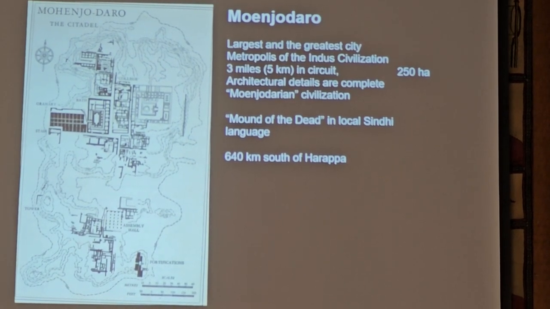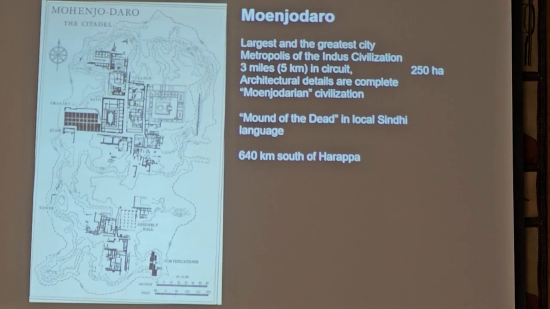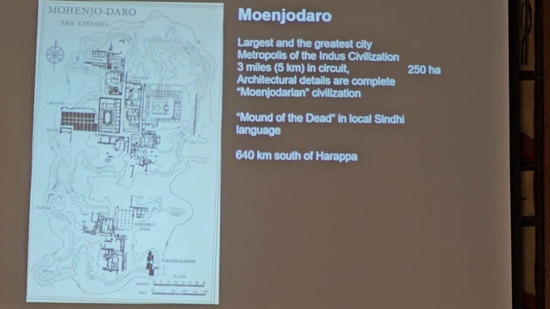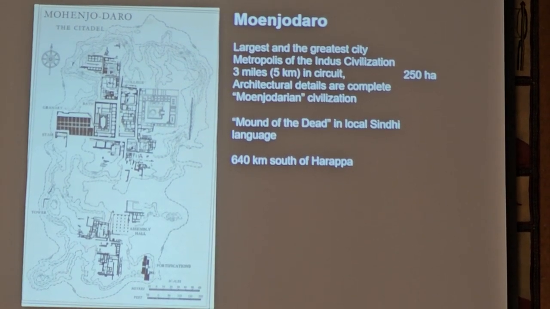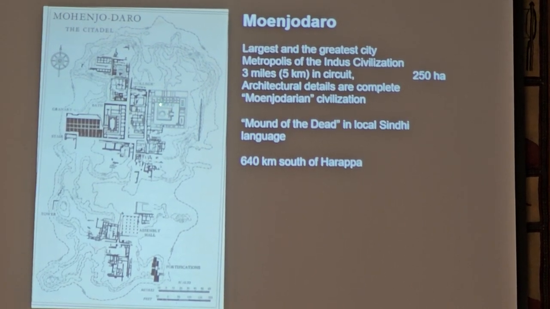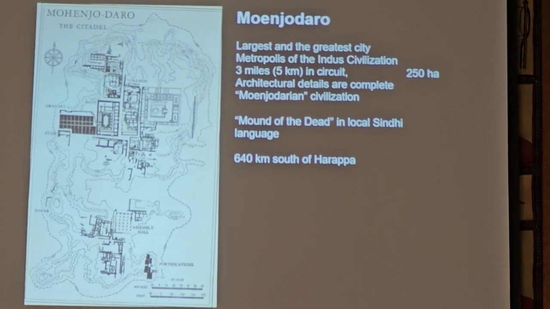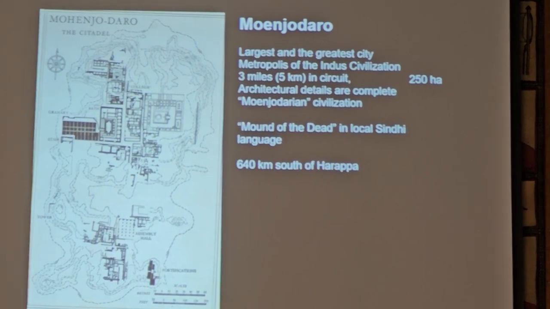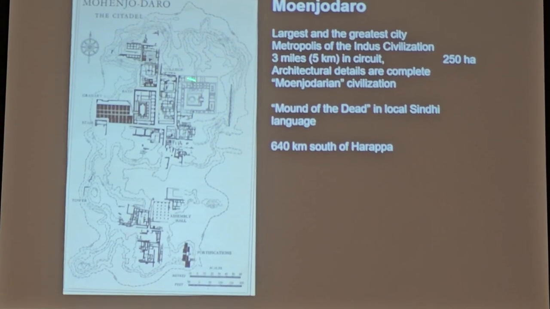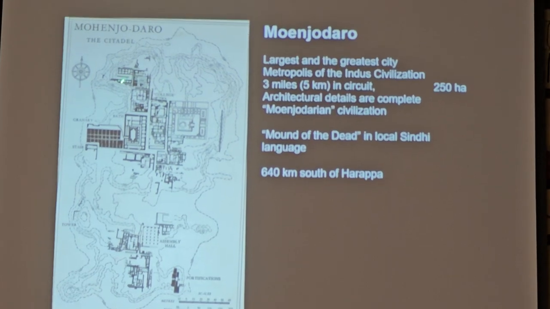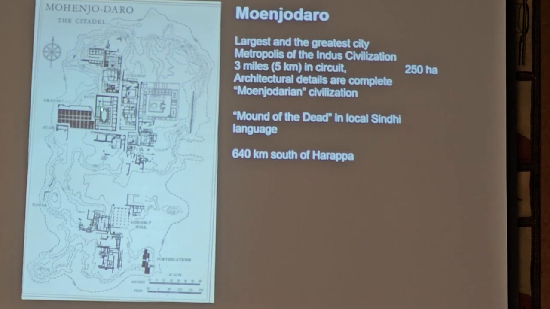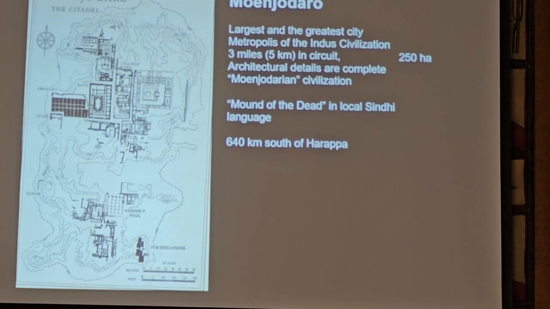It is a large site which is almost 5 kilometers in circumference, covering 250 hectares. You see that this is the area which I mentioned earlier, where there is a stupa of the Buddhist time which was under excavation by Banerjee, and he went below the floor level and found the remains of a civilization which is known as the Indus Valley civilization.